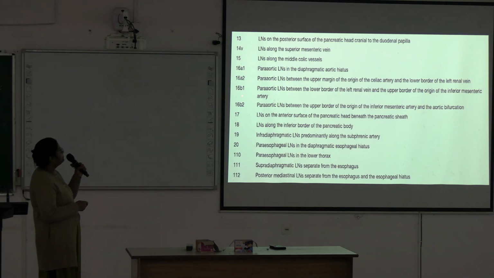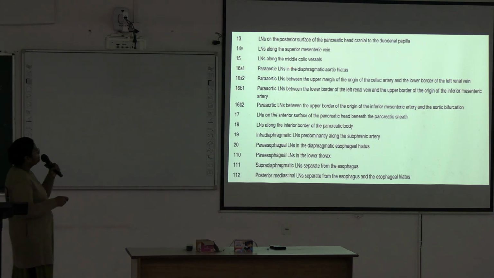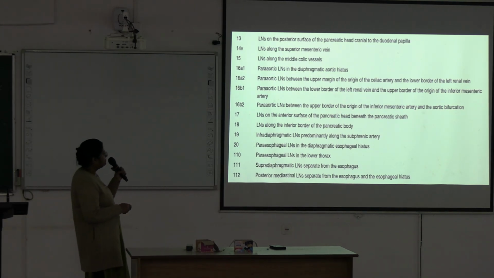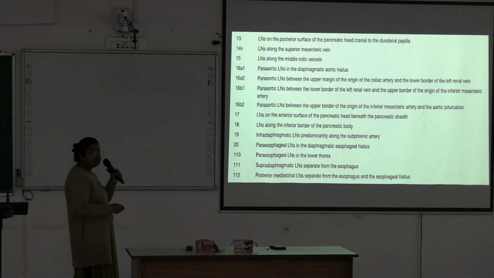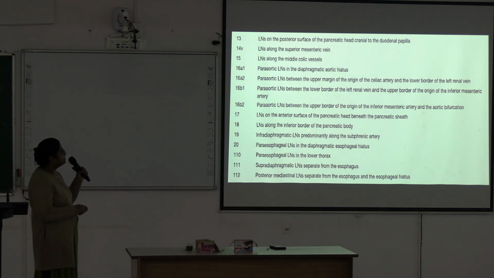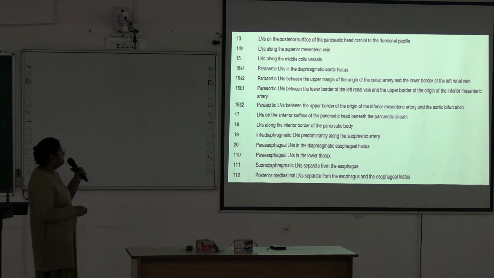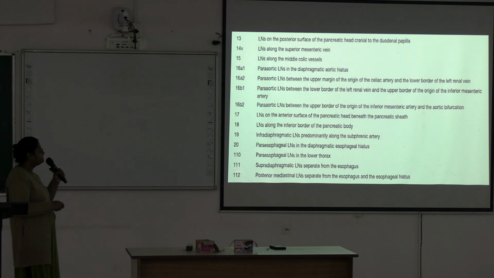16 A1, A2 and B1, B2 are there. A1, A2 are para-aortic nodes. B1, B2 are para-aortic nodes. Their regions are different: upper border of the left renal vein, upper border of origin of the inferior mesenteric artery, aortic bifurcation. 17 is lymph node on the anterior surface of the pancreatic head beneath the pancreatic sheath. 18 is lymph node along the inferior border of the pancreatic body. 19 is infradiaphragmatic node predominantly along the subphrenic artery. 20 is paraesophageal nodes. 110 is paraesophageal nodes in the lower thorax.